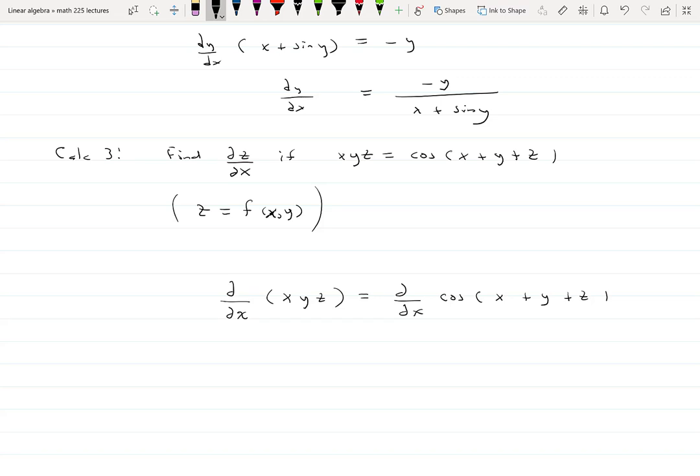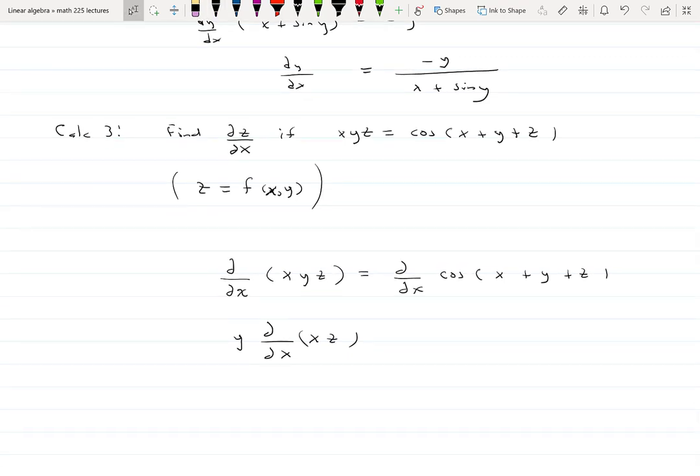I'm assuming that z is a function of x and y. So there are three variables here. x is an independent variable, y is an independent variable, and z is a dependent variable, depends on x and y. So when I take a derivative with respect to x, what am I holding constant? I'm holding constant, not z, because z is a function of x and y. I'm holding every other independent variable fixed. So y is constant. So I can factor that y, and that's all that I can factor out of the derivative with respect to x.